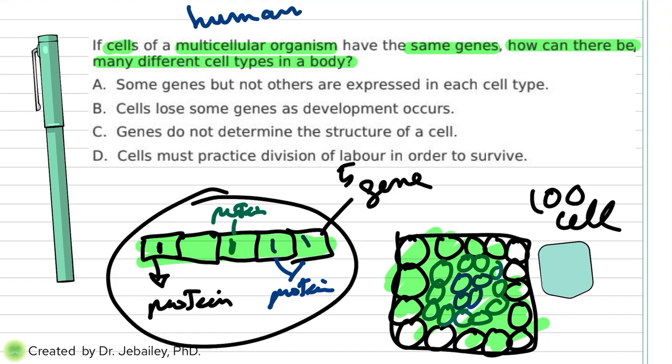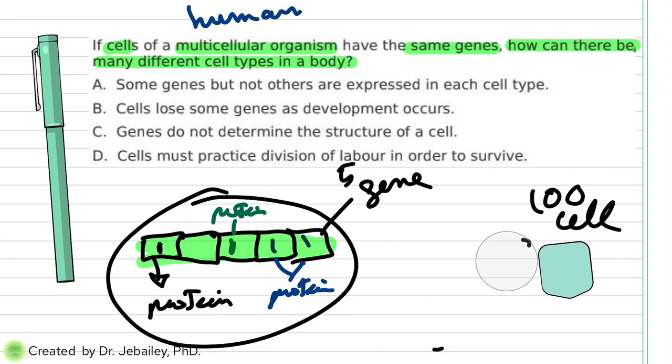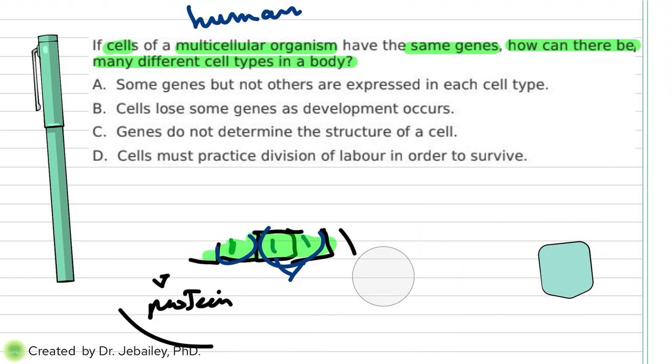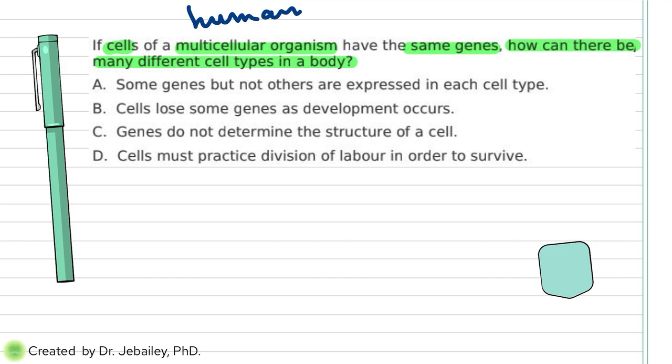The only difference is in which of these cells, depending on their location, right? If you are on the outside, you are expressing this. If you are on the inside, you're expressing this. And if you're in the middle, you're expressing this. So it's about the location. Depending on the location, you will have some of the genes expressed, while in other locations, you will have other types of genes expressed. That's what it means. So with that in mind, let's look at the options.